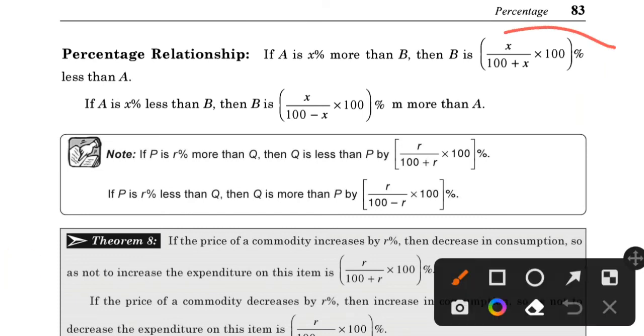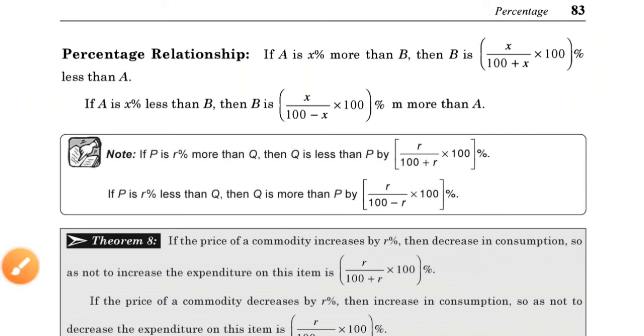Percentage relationship. If A is x% more than B, then B is x over (100 plus x) into 100% less than A. Similarly, if A is x% less than B, then B is x over (100 minus x) into 100% more than A.